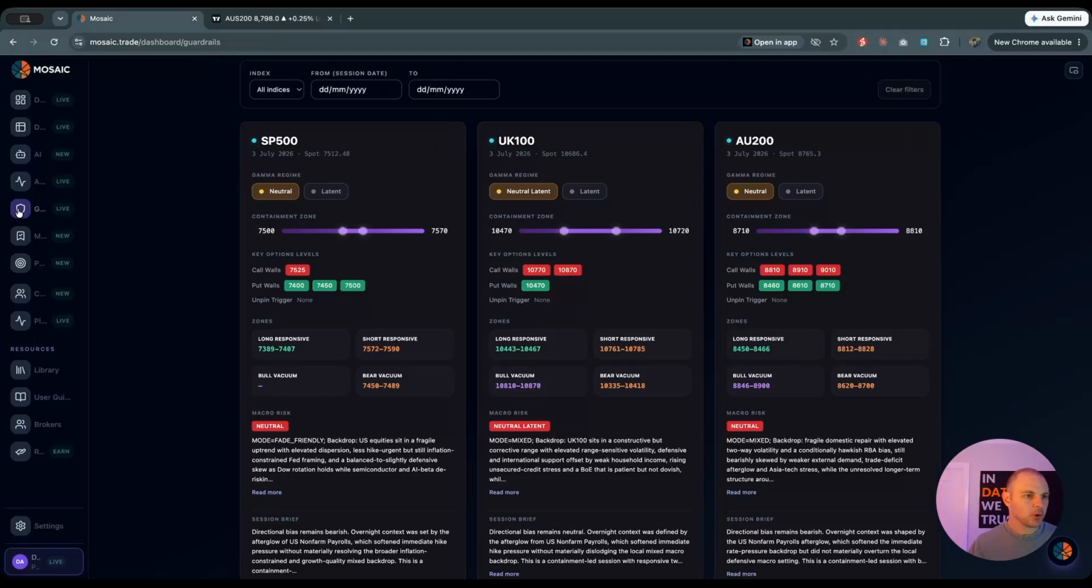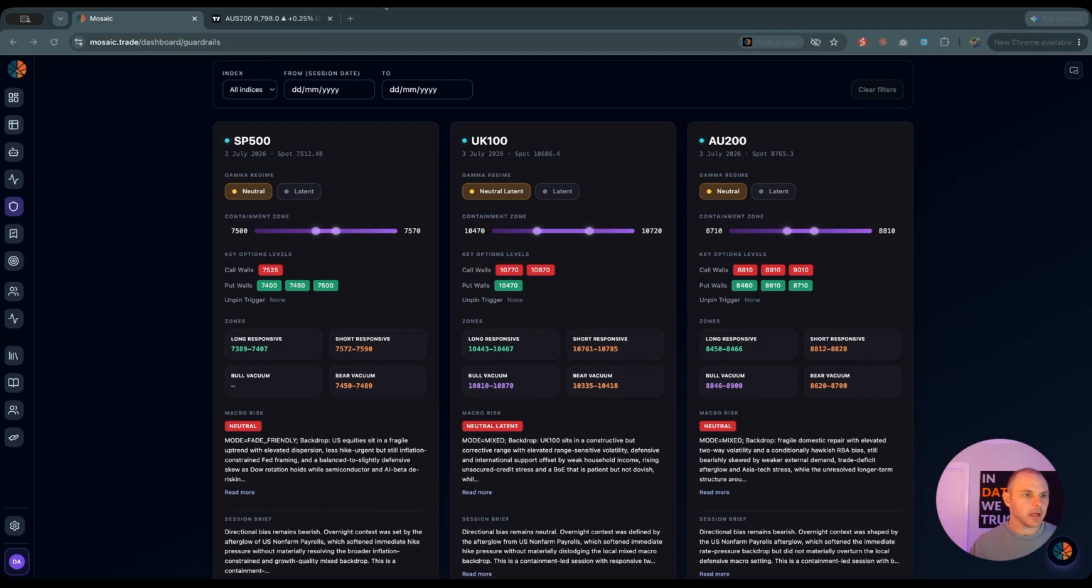All right, now let's look at guardrails. Guardrails is essentially Mosaic's pre-session market briefing. Its job is to answer the question before the market opens: where is price most likely to hold, reverse, accelerate, or break?